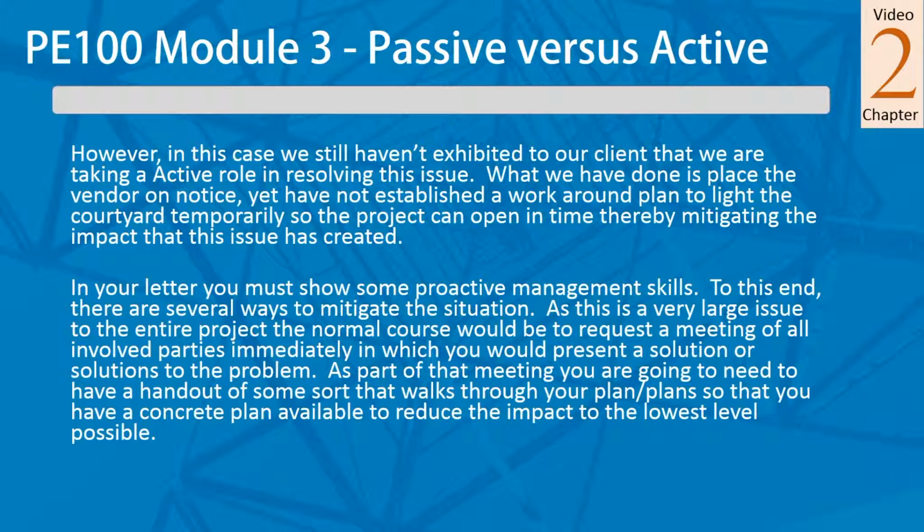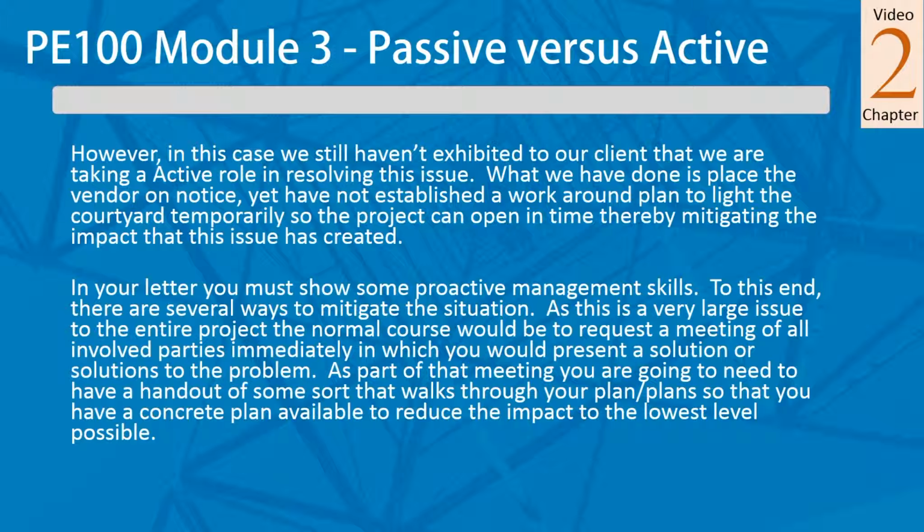So we've written the letter and we put them on notice, meaning the manufacturer and the vendor, but we still haven't exhibited to our client that we're taking an active role in resolving this issue. What we've done is place the vendor on notice, yet we don't have a workaround plan. And we do need to do that. We're going to have to figure out some way to mitigate the impact that this issue is creating.